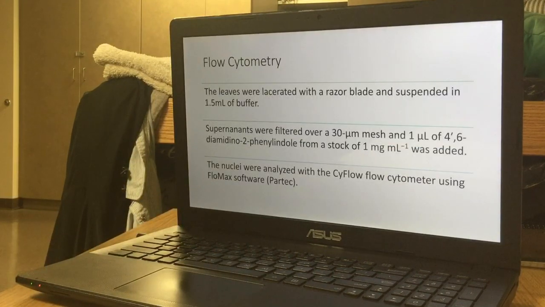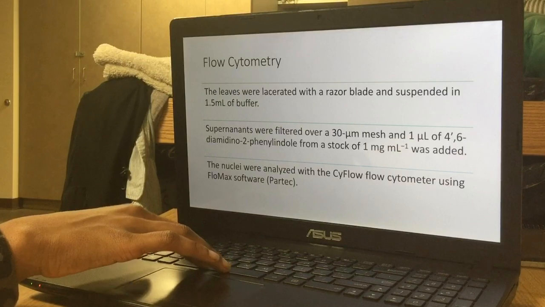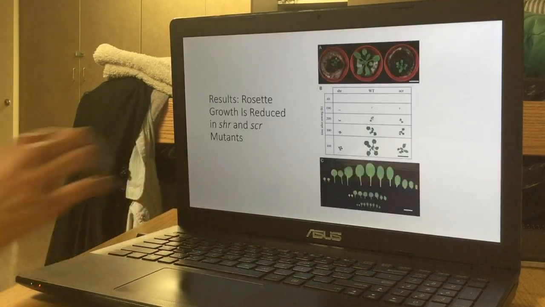And then they also underwent flow cytometry. The leaves were lacerated with a laser blade, and then they were suspended into 1.5 milliliters of buffer. And then the supernatants were filtered off, and the leaves were stained with a blue DNA stain. And then the nuclei were analyzed using cytometry. And so these are the results.